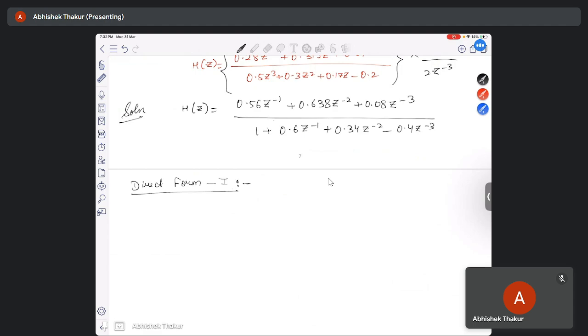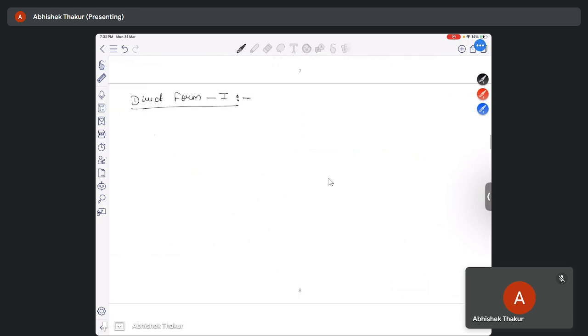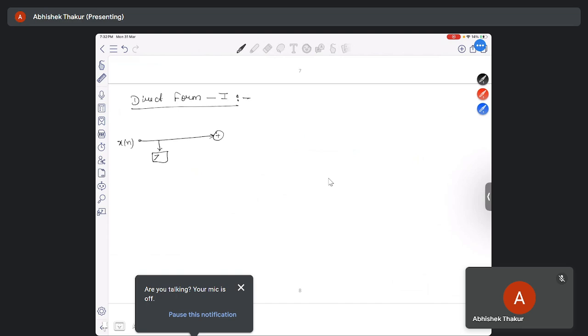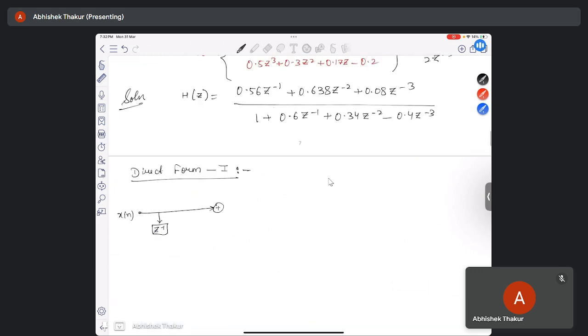So in direct form 1, first we'll have x of n, that is the input. Now the first delay unit, z inverse. So we will realize the zero part. So first we have to realize this. Now the first delay unit is multiplied with 0.56.